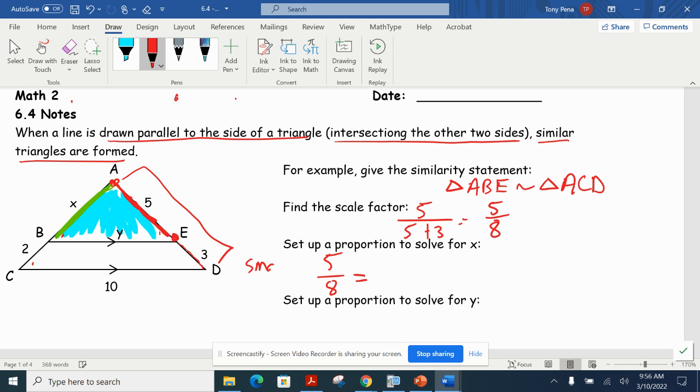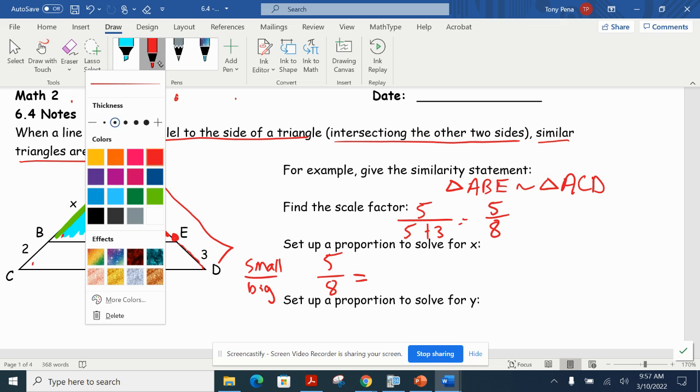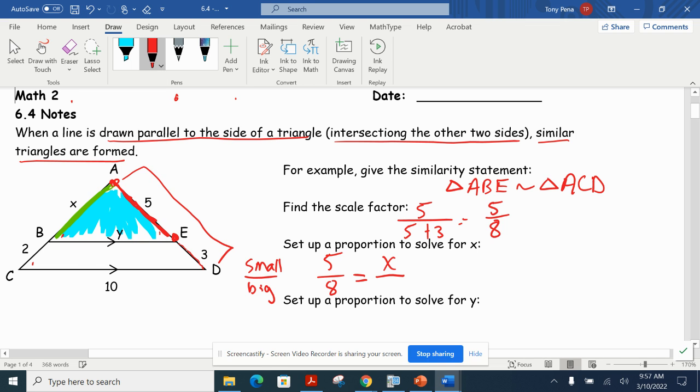So understand what I did. I put the small one on top. I put the big one on the bottom. So when I come over here, the X must go on top. And then what we need to put right here is the left-hand side of the big triangle. So write down what you think the left-hand side of the big triangle would be. And you're going to put it right there.